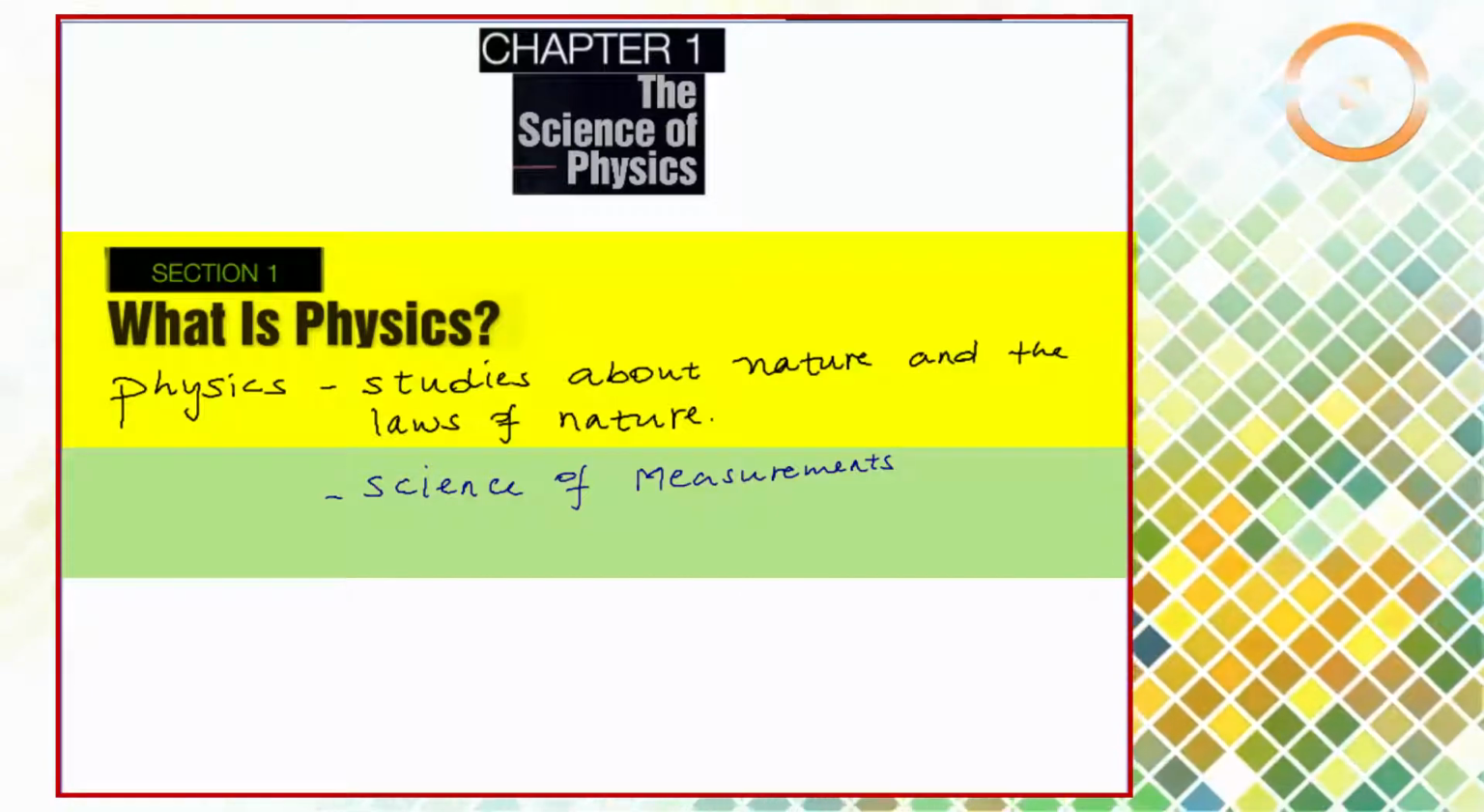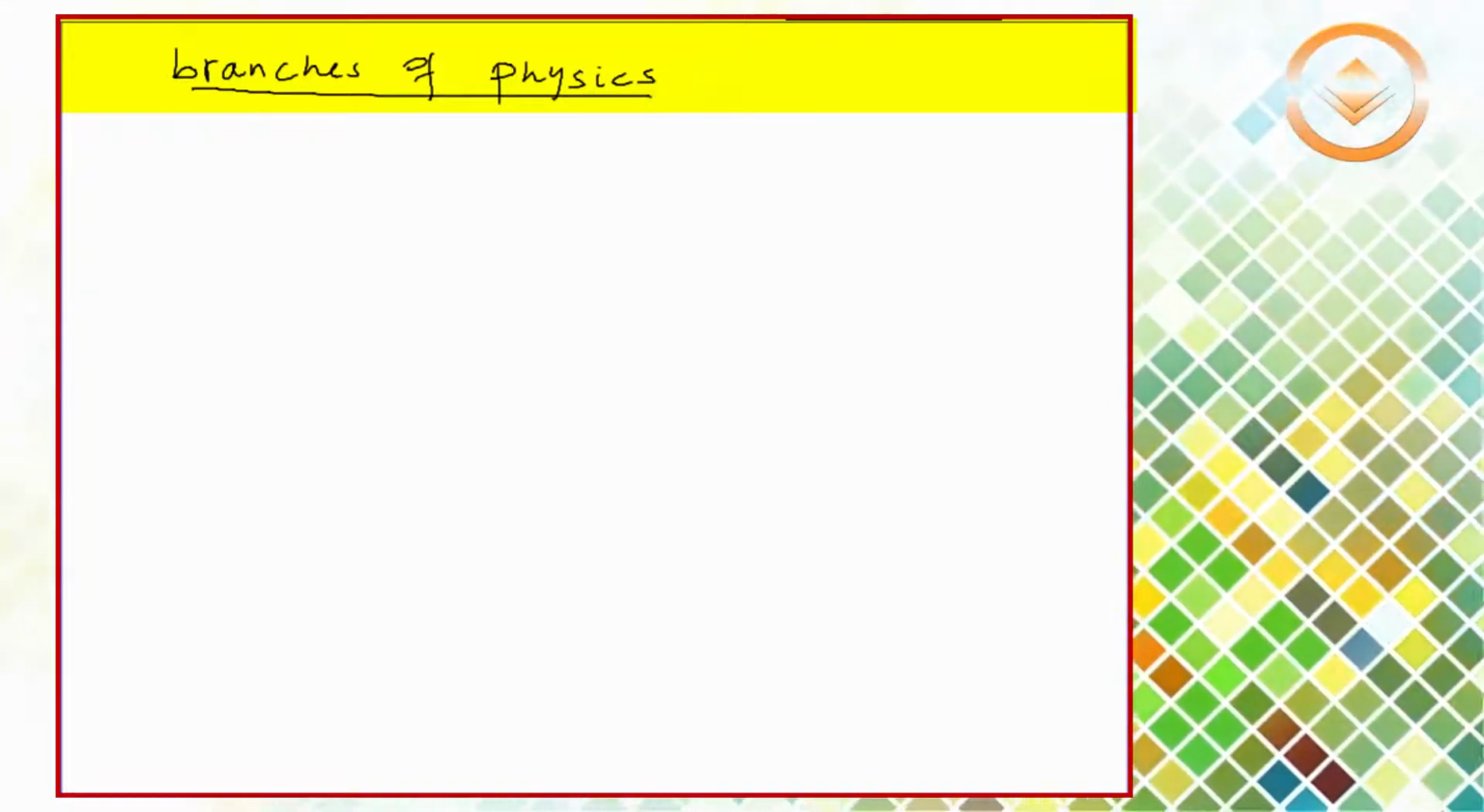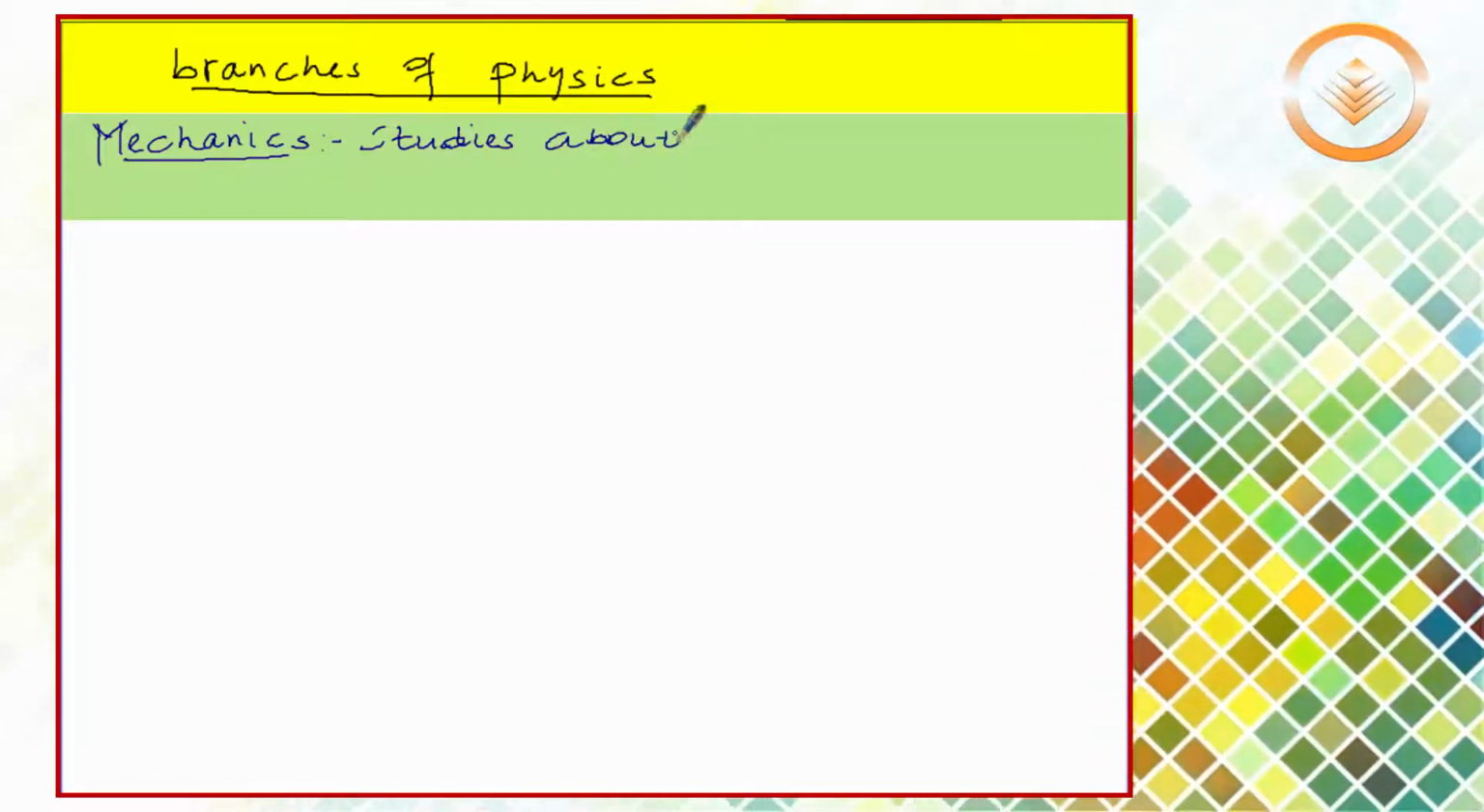And there are different branches of physics. What are these areas or branches of physics? The first branch of physics is mechanics. Mechanics is a branch of physics that studies about motion and its cause.